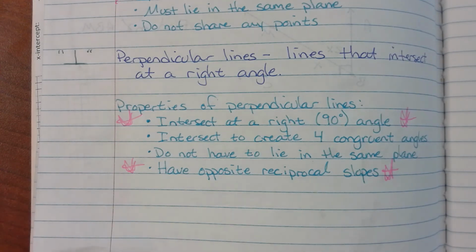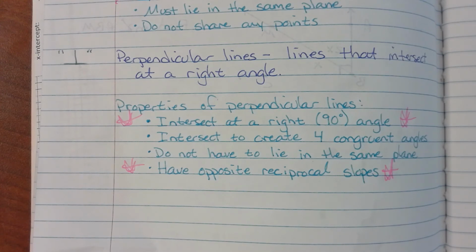Perpendicular lines have opposite reciprocal slopes. Opposite meaning they have different signs: one's positive, one's negative. Reciprocal, you flip the fraction. That's not either or, that is an and. They're opposite signs and they're reciprocals. If that's true, then the two lines are perpendicular.